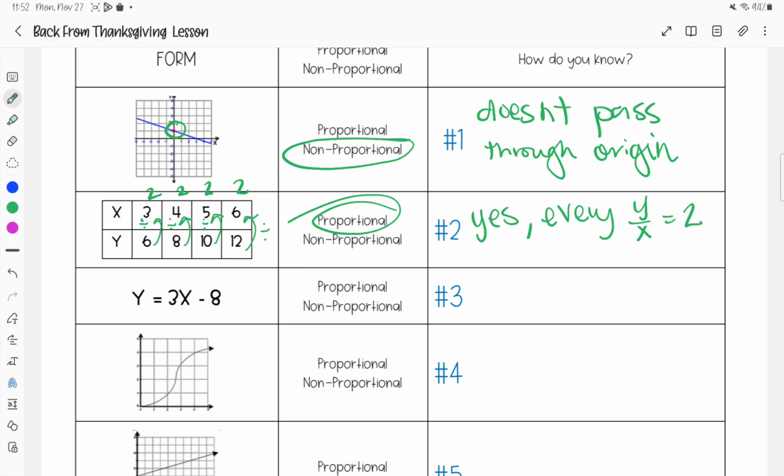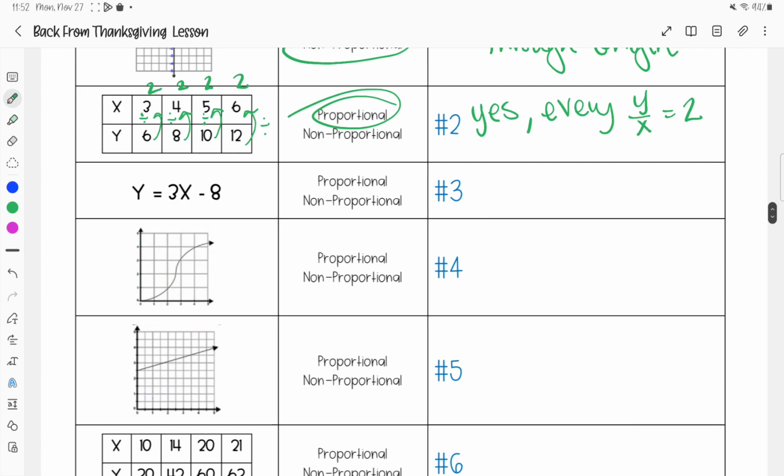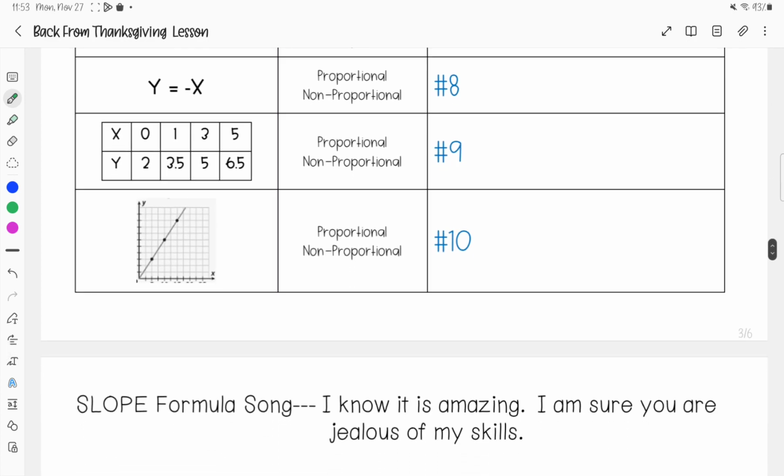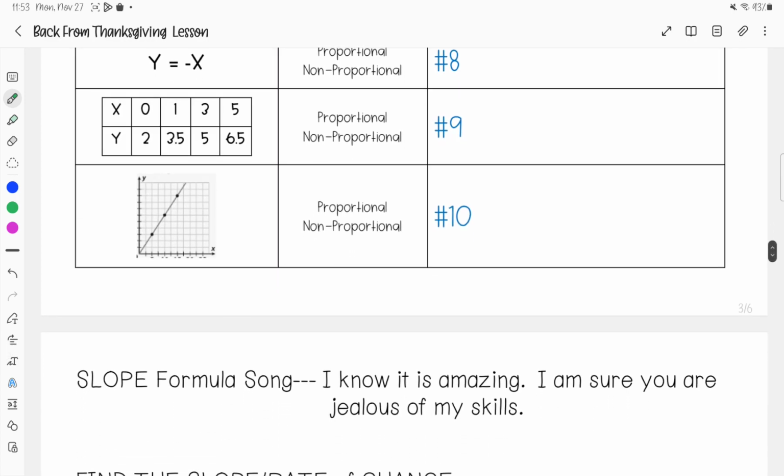And then on this one now, it's an equation. So I come back up here, and we should be able to tell. My y-intercept begins at negative 8. So right away I should know this is non-proportional, because it starts at 8. Or actually, I'm going to change it. I'm going to say the y-intercept is negative 8, so it does not go through 0, 0. All right, now you need to do 4, 5, 6, 7, 8, 9, and 10 on your own. Decide if they're proportional or non-proportional.